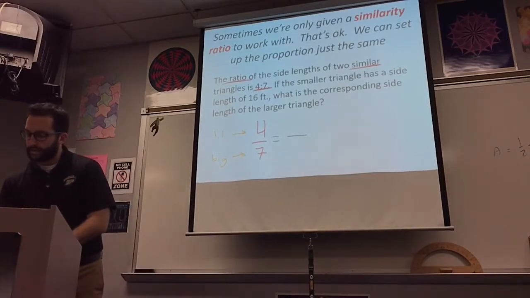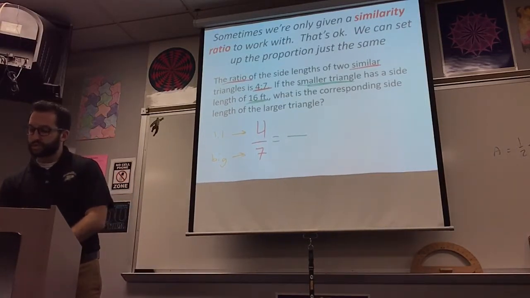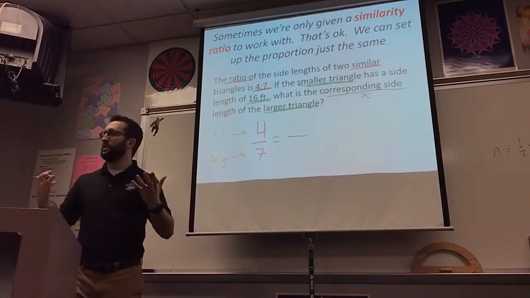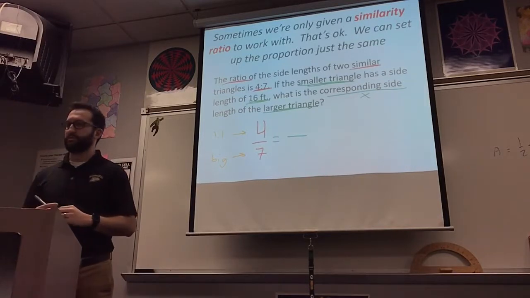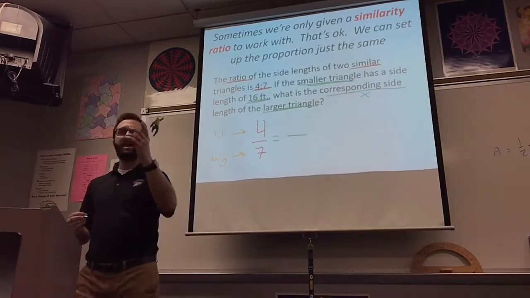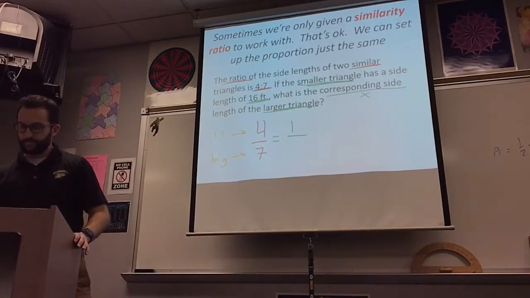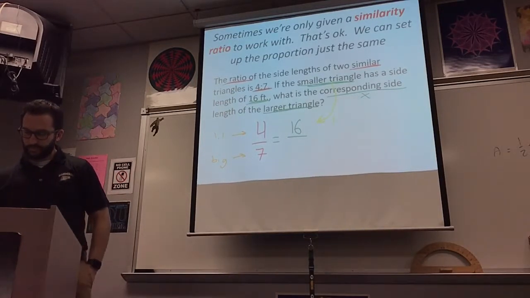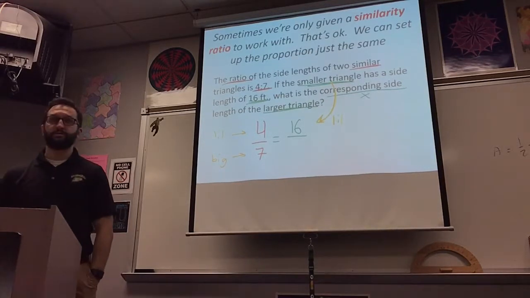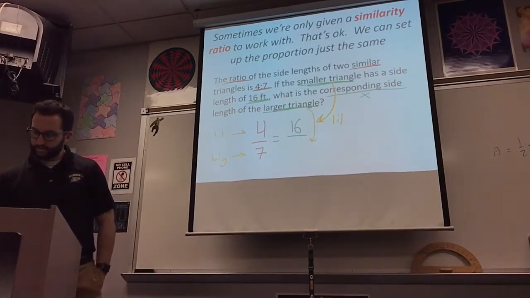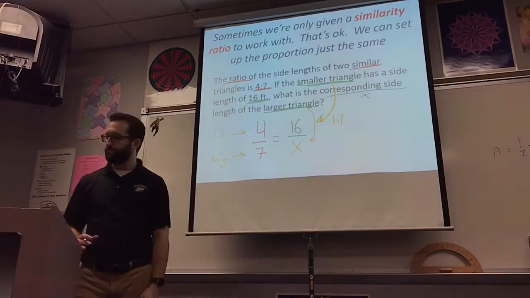So let's get the rest of our information. The smaller triangle has a side length of 16 feet. What is the corresponding side? We don't know that, of the larger triangle. So we've got x and 16, right? Where are they going to go? Where's the 16 going to go? Top or bottom? 16 on the top. He says smaller triangle, right? That's the little. Smaller triangle is the little. The larger triangle is our x. That's the value we don't know.